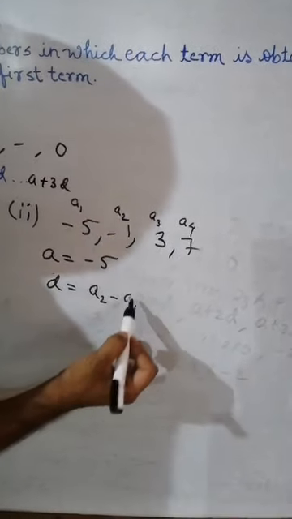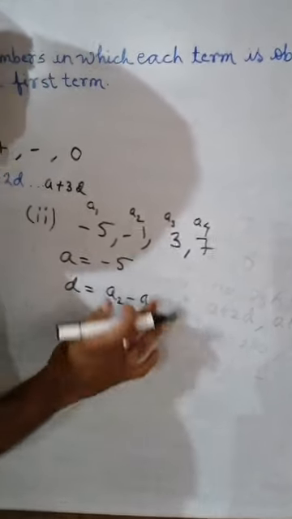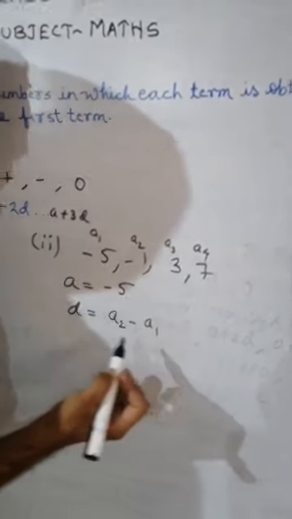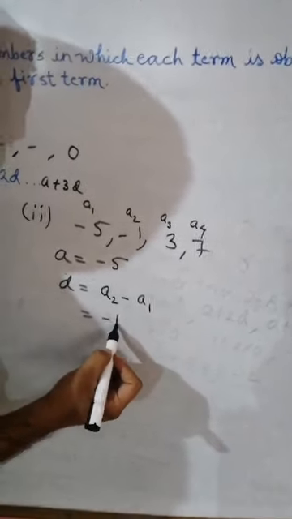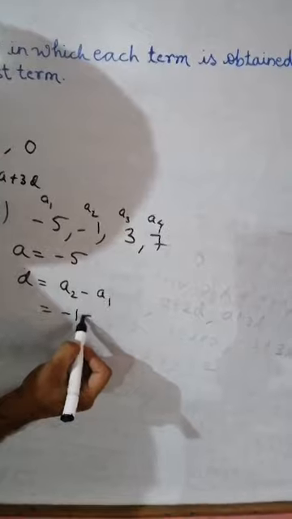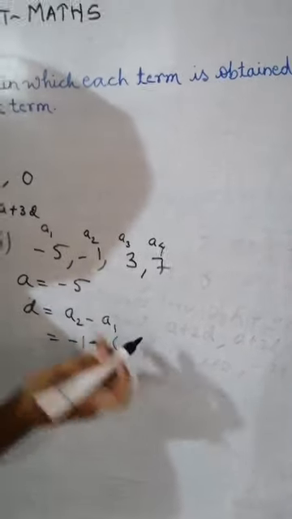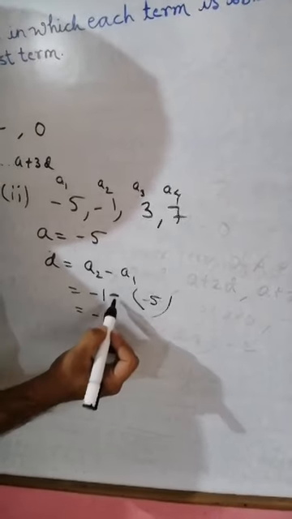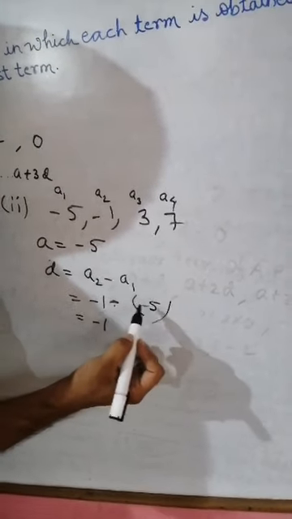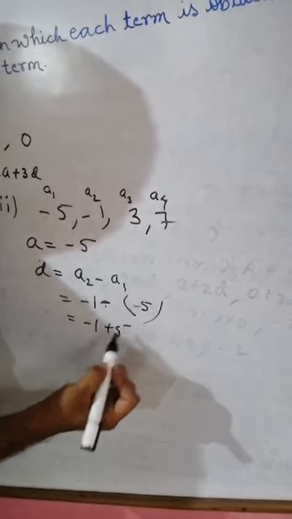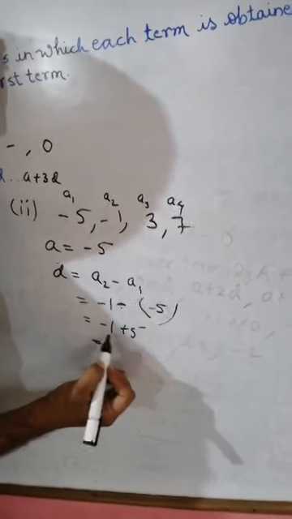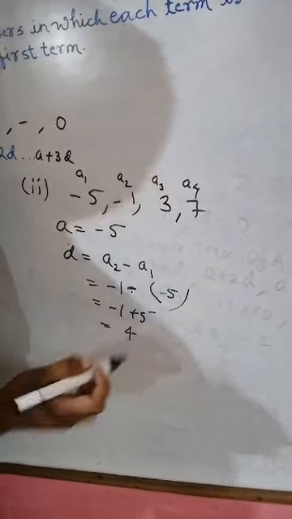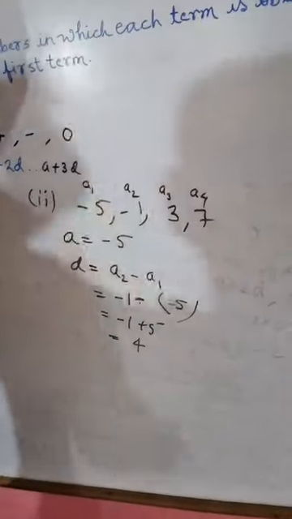Now we have to find the common difference. So what we have done here: a2 is given as -1. Now the minus sign is there. Here a1 is -5. So -1 minus times minus, it will be +5. It will be equal to 5 minus 1, 4. So the common difference is how much? 4. And now you take the third question here.